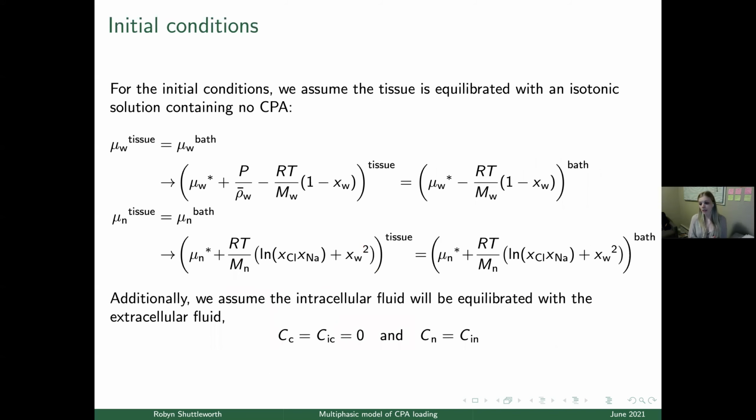The first of which is the initial conditions. For the initial conditions, we assume that the tissue is equilibrated with an isotonic solution containing no CPA. So this means that we assume our intracellular CPA is equal to 0 at initial time. And we assume the salts, both intracellular and extracellular, are equal to one another. So we have no movement of any substances at the initial time.